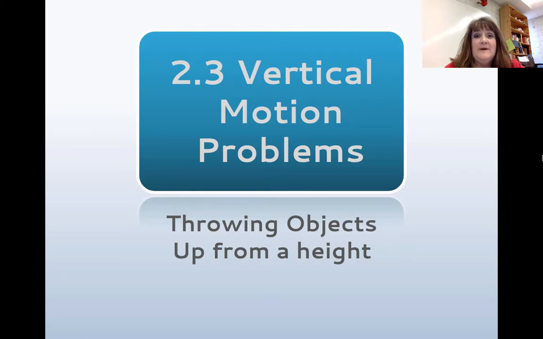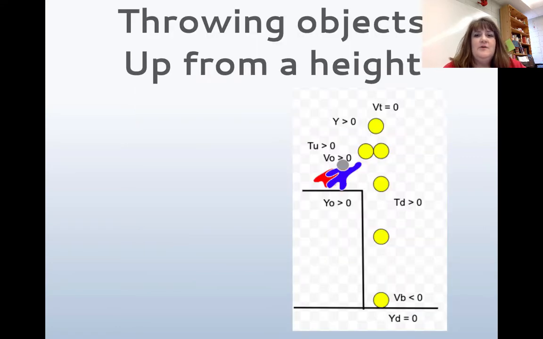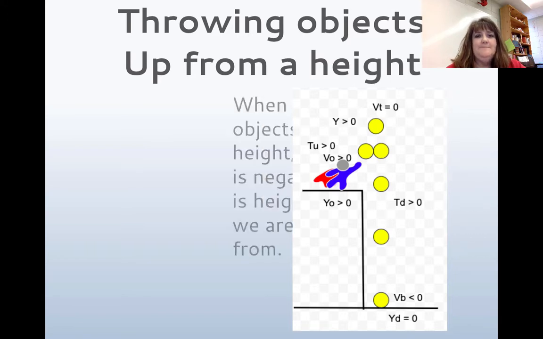To 2.3, vertical motion problems. Now we're going to be throwing objects up from a height. So when you throw objects up from a height, several things change, okay?